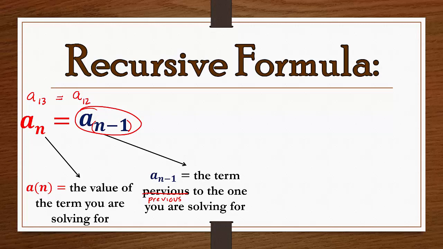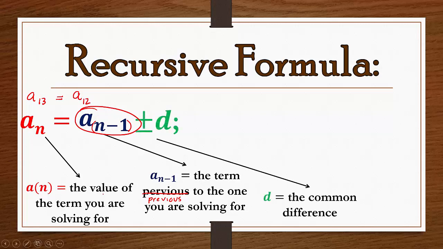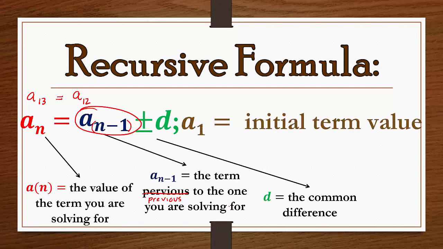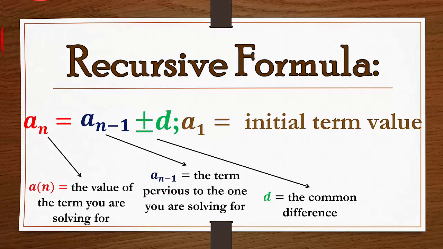And you're going to know one of these. And then plus or minus d, where d is the common difference again. So it's going to be plus if your common difference is positive, and of course minus if it's negative. And then you're going to have this little bit added in here where a sub 1, that's the initial term value. Whatever that first term is, that's going to go there because you need to know that.